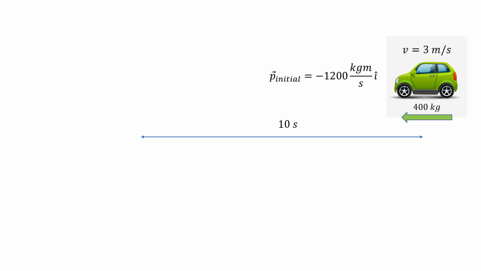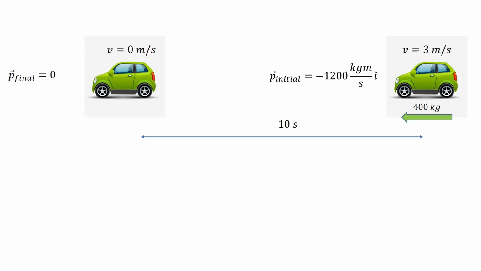Next, we have the car. Its initial velocity is 3 meters per second and has a mass of 400 kilograms. So the initial momentum is negative 1,200 kilograms meters per second in the i direction. 10 seconds is the same time frame. The final velocity is also 0, therefore the final momentum is 0.